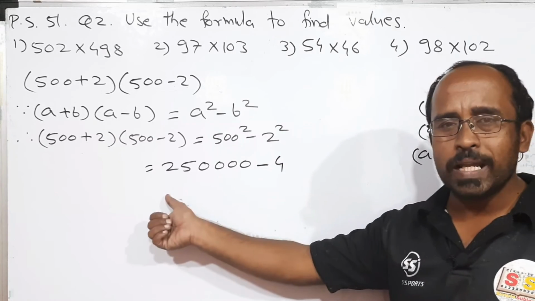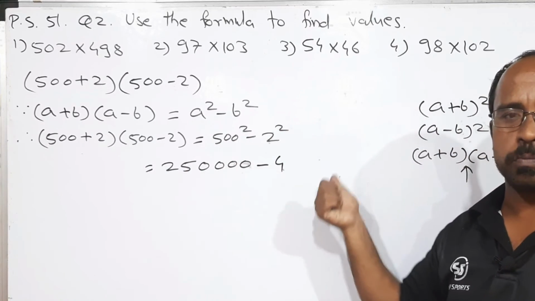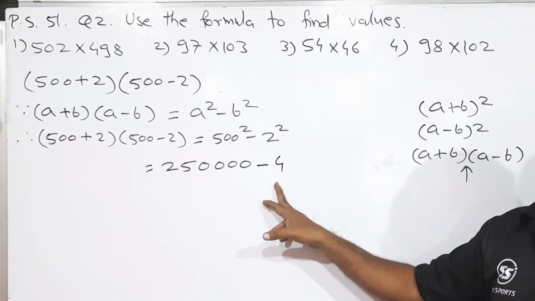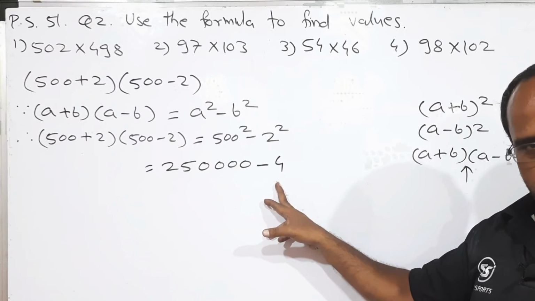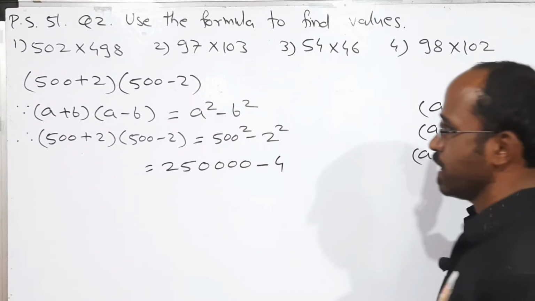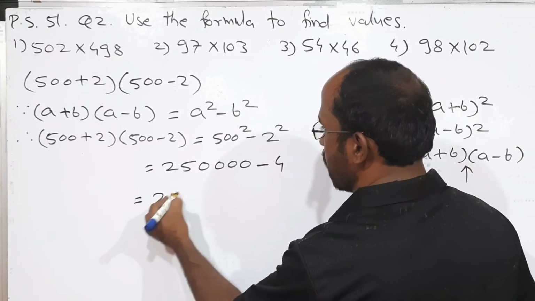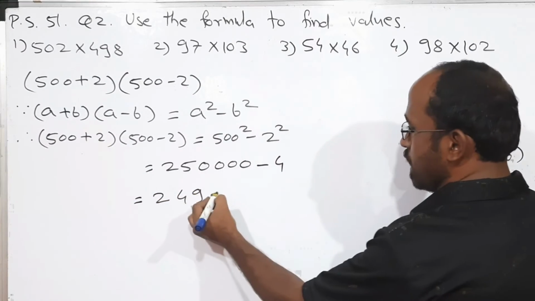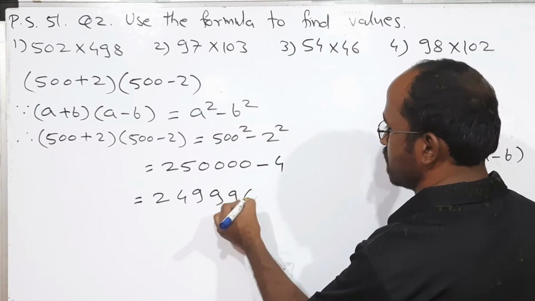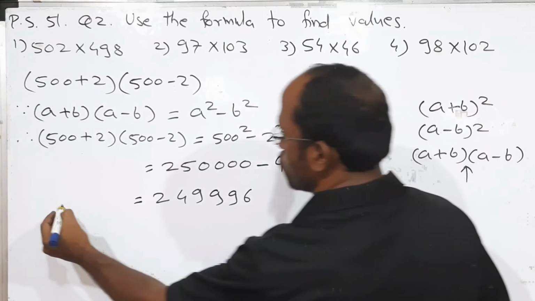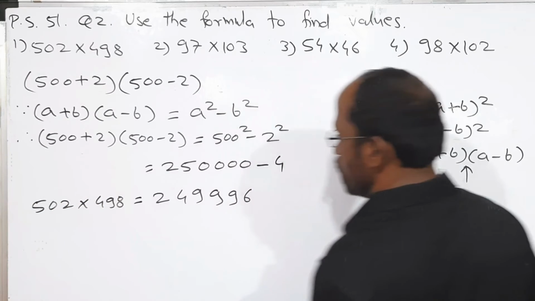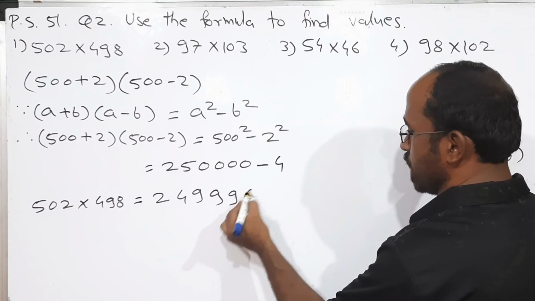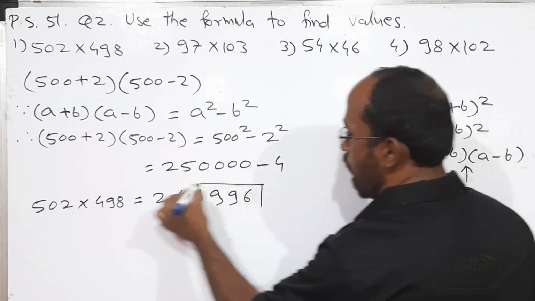So 2,50,000 minus 4. 50,000 minus 4 is 49,996, right? So the answer is 2,49,996. Finish. So 502 multiplied by 498 is equals to 2,49,996.